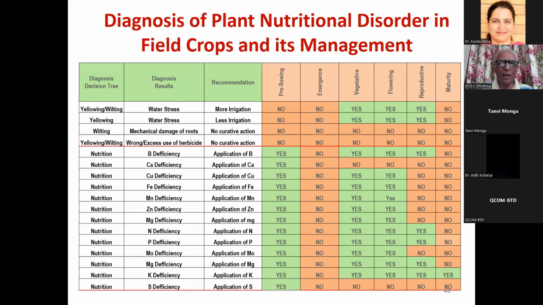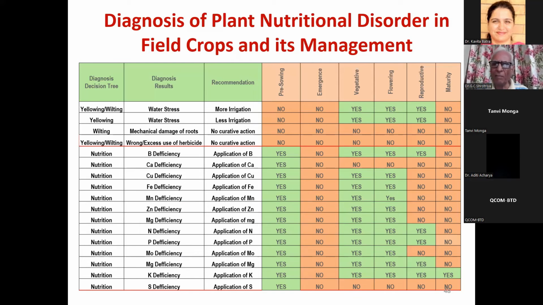Can we correct nutrient deficiency anytime? Nutrient deficiency most of the time, for these elements like boron, calcium, copper, iron, we can correct at the time of sowing, pre-sowing. Before the land preparation or before planting, we can take care of these nutrients by applying nutrient in any form, which we'll discuss later. Then while emerging, there is no need, because the seed has certain nutrients, and that cares for all the nutrition of the plant up to the emergence state. But once the vegetative growth is there, we can take care.